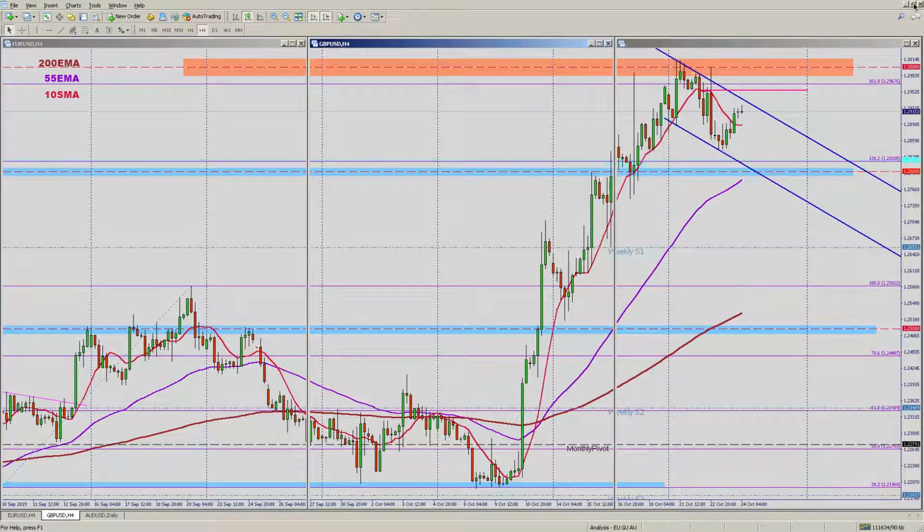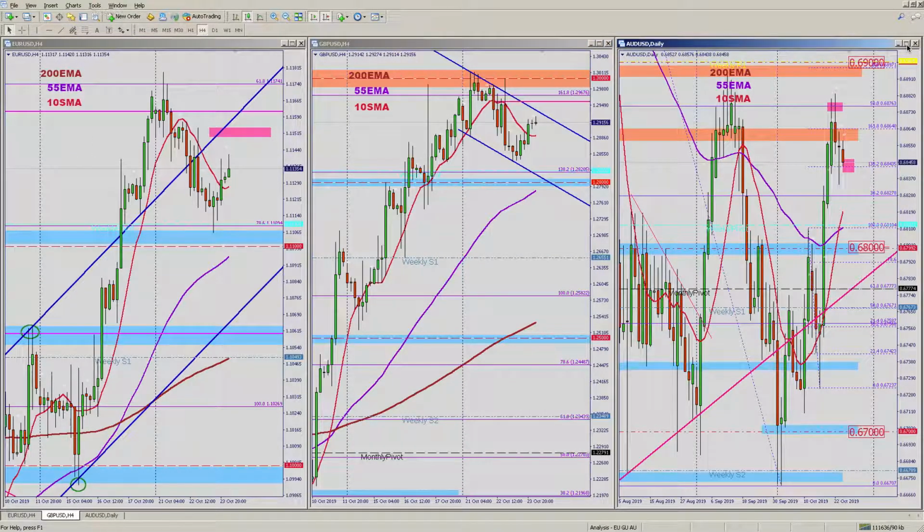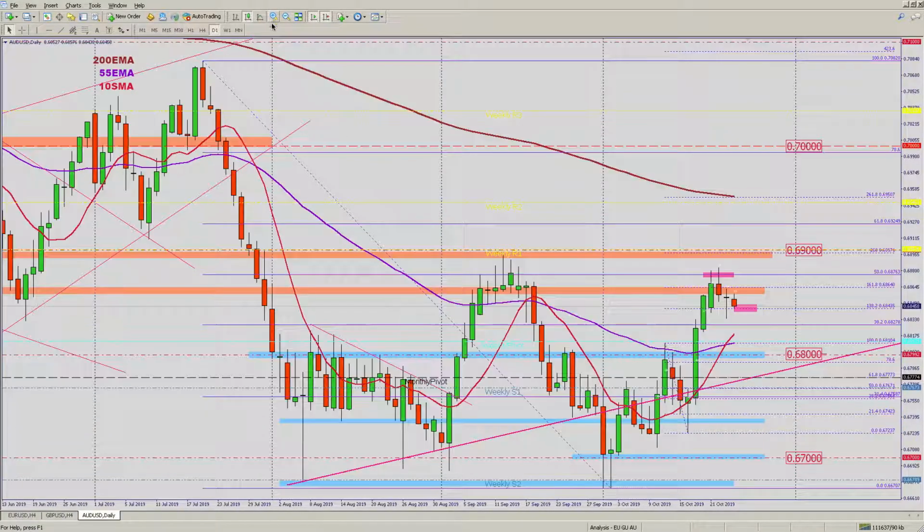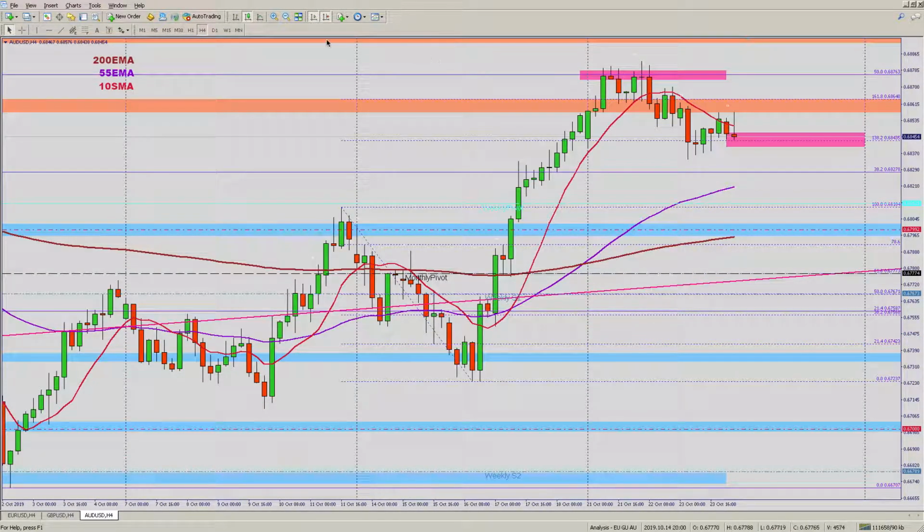Right, let's take a look at the Aussie dollar. So daily time frame, the Aussie dollar is also retracing lower after hitting the 50 fib retracement level, and now starting to slide lower. Formed a doji yesterday, and there's still some support at the 138 fib extension of this reversal swing. Let's take a look at the 4-hour time frame.